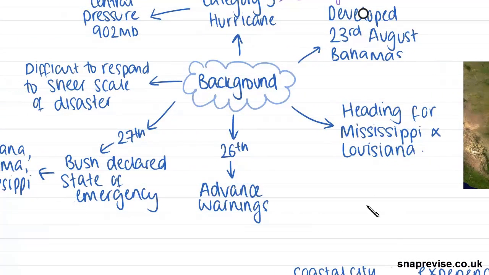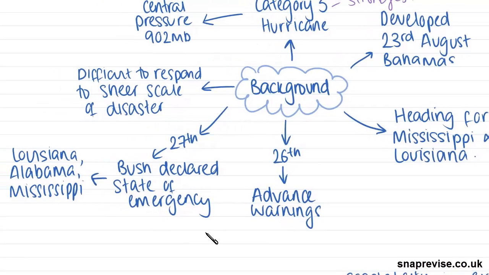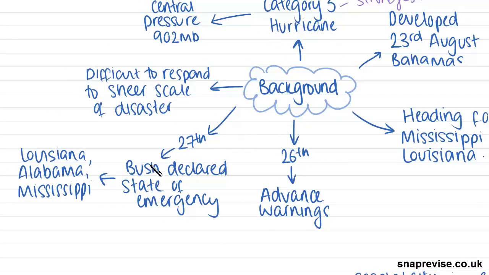So on the 26th of August, advance warnings were provided when they realised the storm was heading ashore, and it was only on the 27th that President Bush, who was president at the time, declared a state of emergency in Louisiana, Alabama and Mississippi, which were states that were going to be directly affected by the storm. And the important thing to know is that it was really difficult to respond to the sheer scale of this disaster.